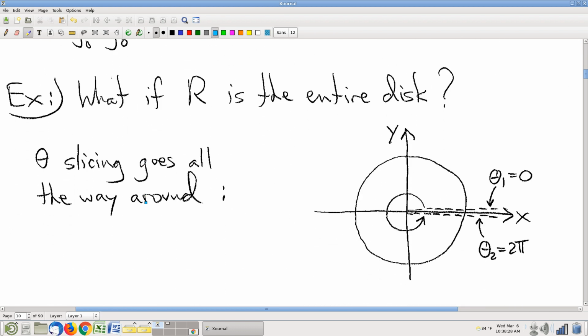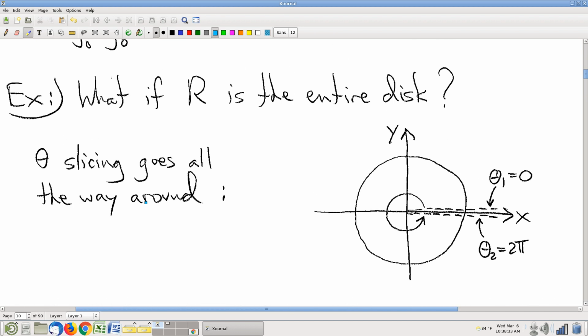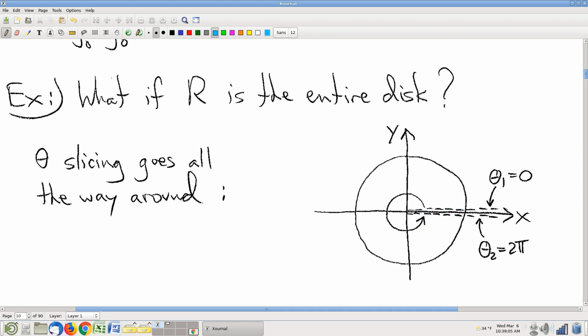Okay, what if R is the entire disk? You can think of this as there being a starting slice here where theta is equal to 0, and then theta keeps going around until it ends here at 2 pi. So whenever your domain goes all the way around the origin, 0 to 2 pi are your bounds.